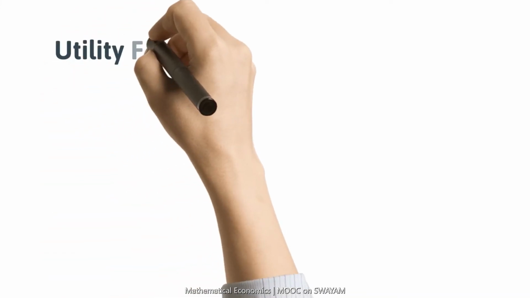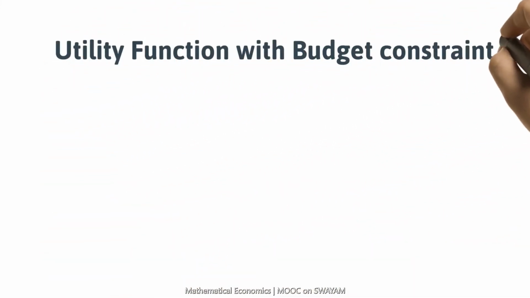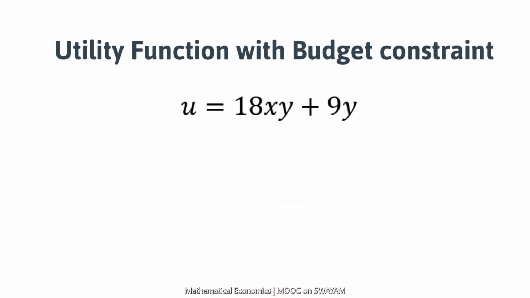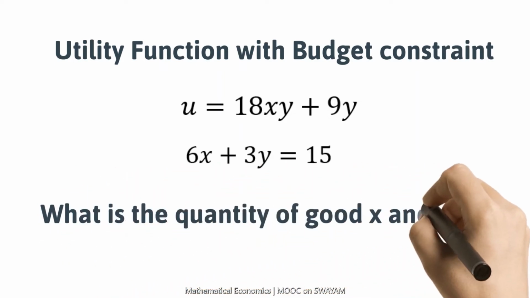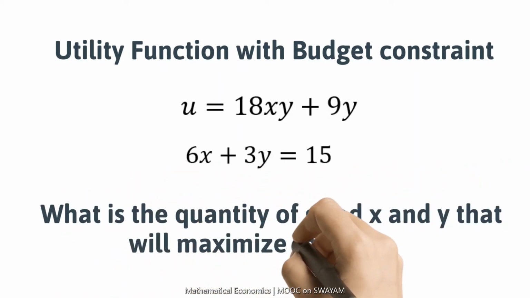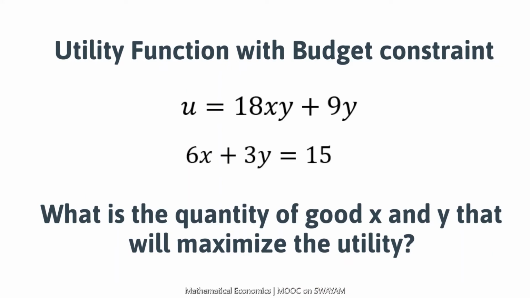Suppose a consumer's utility function is given by u is equal to 18xy plus 9y, subject to the budget constraint 6x plus 3y equal to 15. The question is, what quantity of the two goods should the consumer purchase so that utility is maximized? Can you relate this problem to any concept you have learned so far?